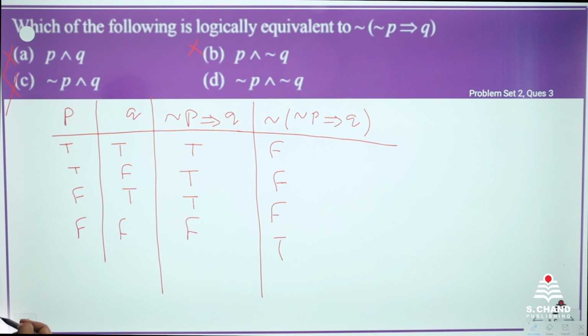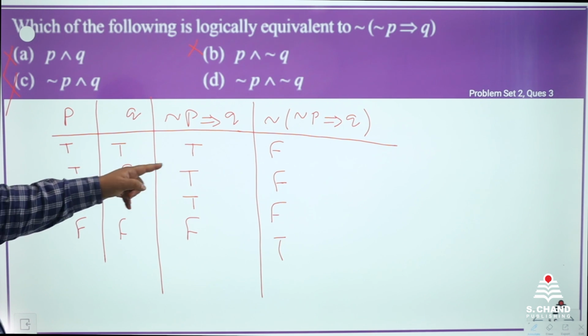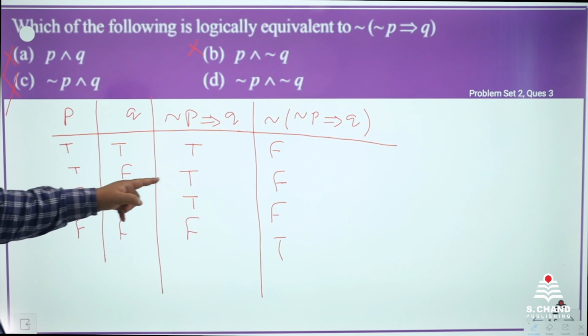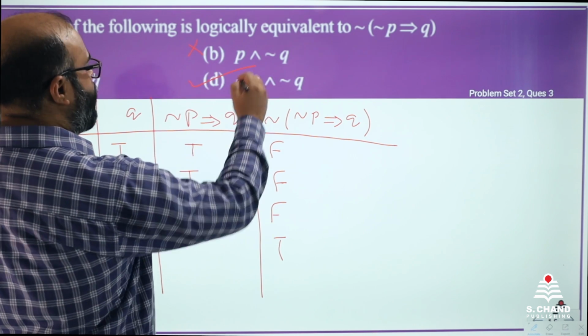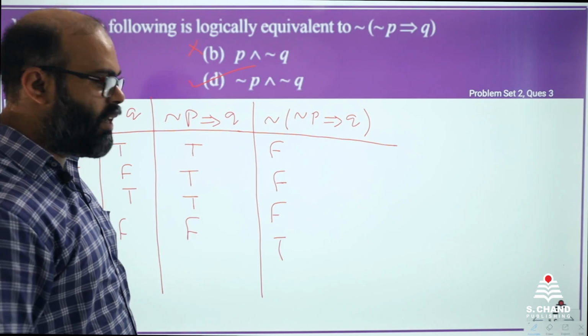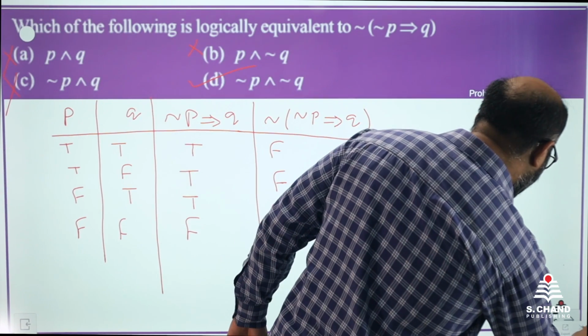Not P and not Q. So here it will be false, and false and false will be false. False and true, sorry, false and true will be false. And true and false will be false. And true and true will be true. So option D is the correct option. That is validating. It is a logically equivalent statement.